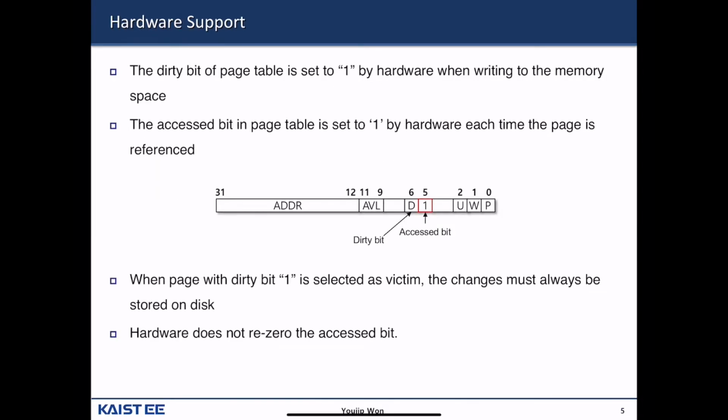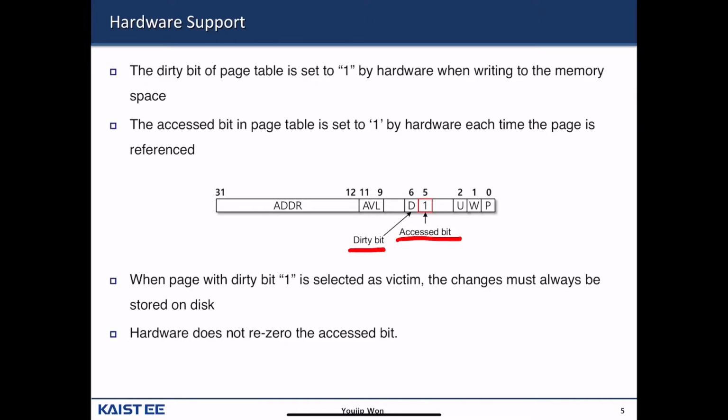To implement virtual memory, we need hardware support from the MMU. There are 2 bits we need to pay attention to. First one, dirty bit, and second one, access bit. The dirty bit of the page table entry is set to 1 by hardware when writing to the memory space. The access bit in the page table is set to 1 by hardware each time the page is referenced.